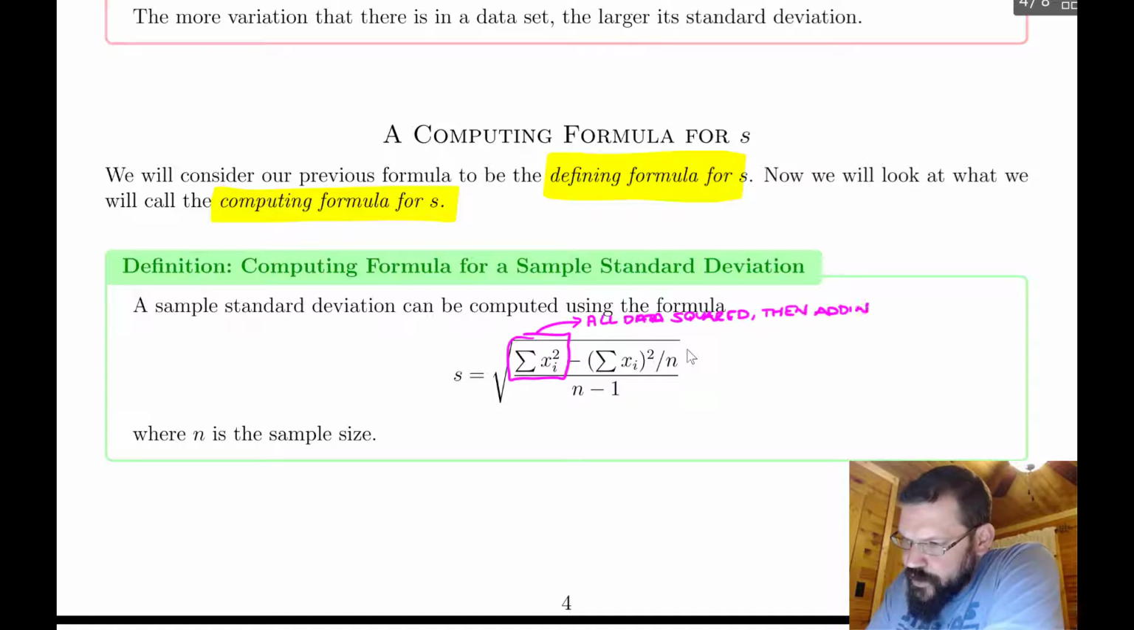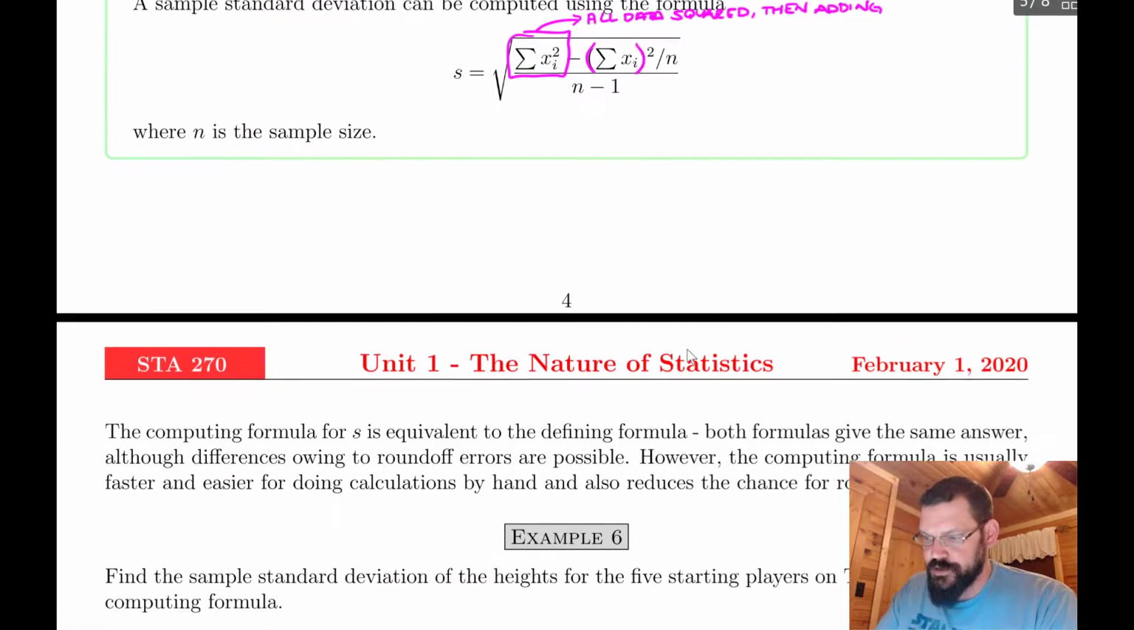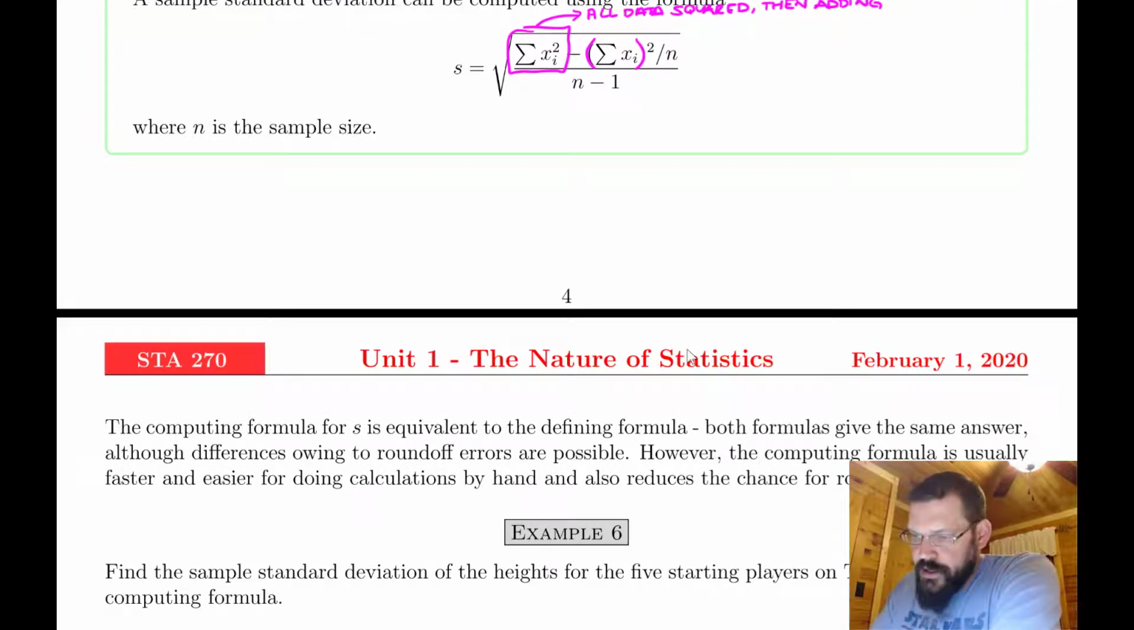So it's the sum of the squares of all of our data points, minus, again, same notation, we take the sum of all the data points first, then we square that solution and we divide it by our sample size, and then that's going to be over the sample size minus 1. We take the square root and we'll have our solution. We're going to apply that in example 6.